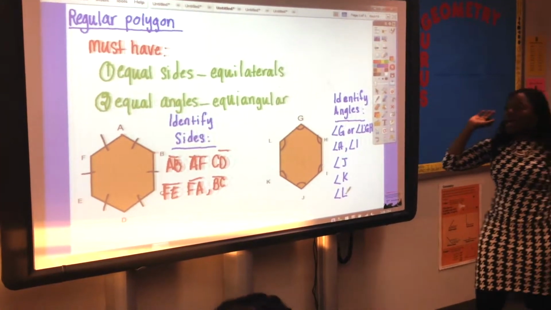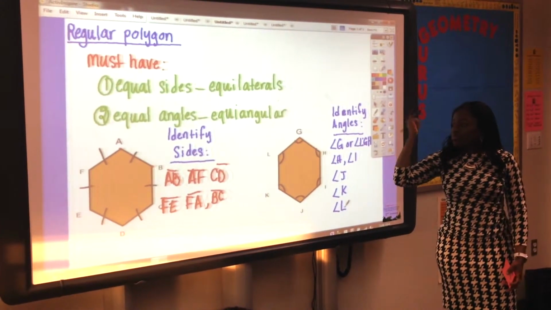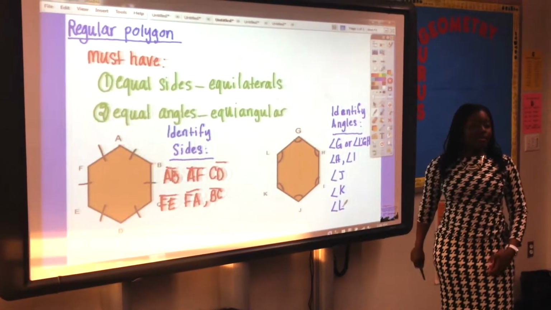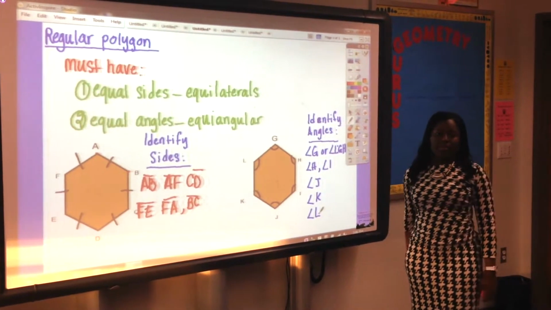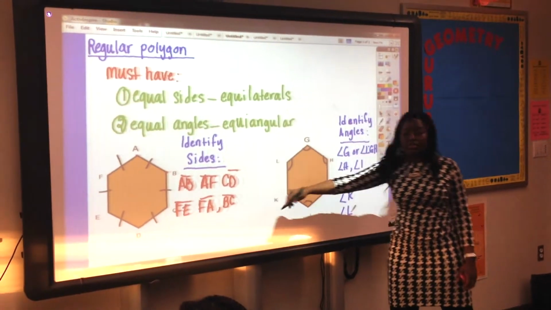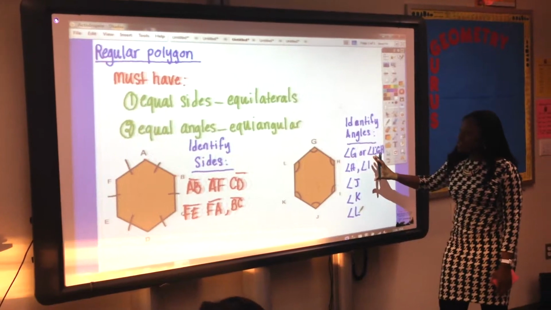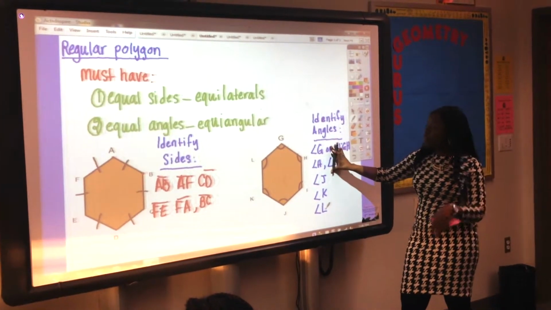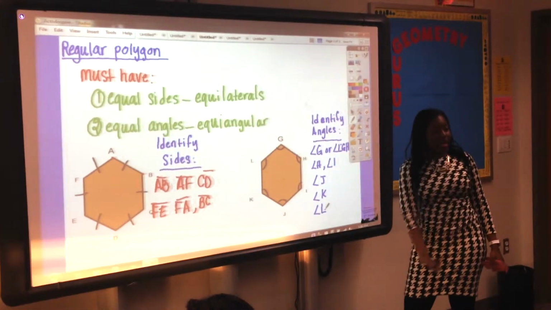All right. If I had a square, how many angles should I have? 4. How many sides should I have? 4. Excellent. Okay. So the number of angles corresponds with the number of sides, and the number of sides corresponds with the number of angles. Any questions about this? No.